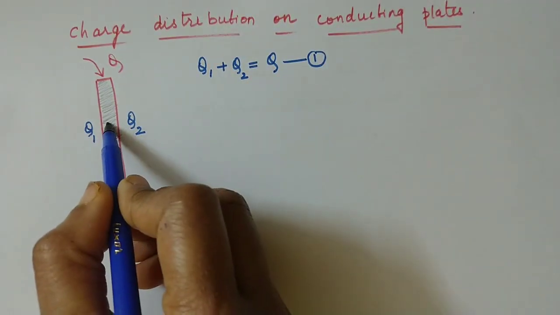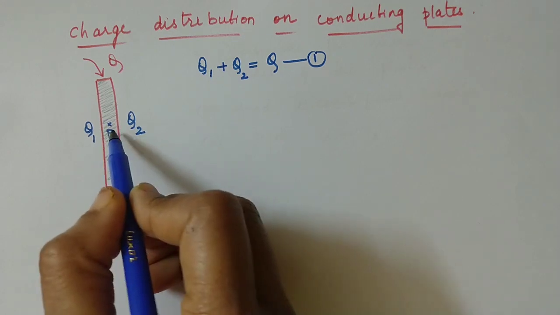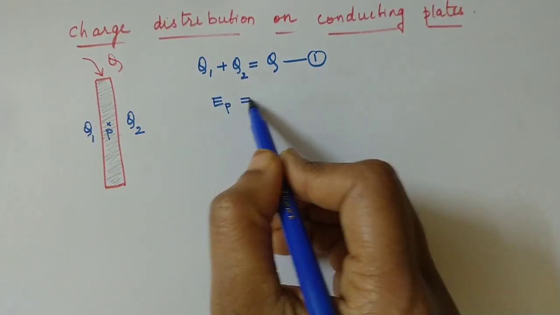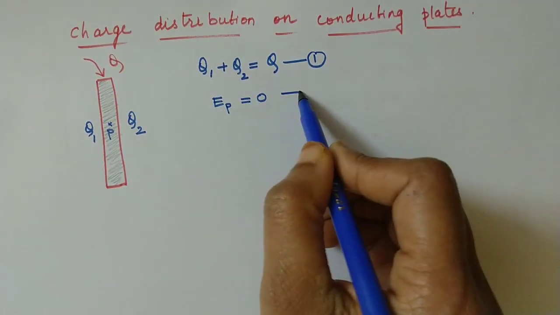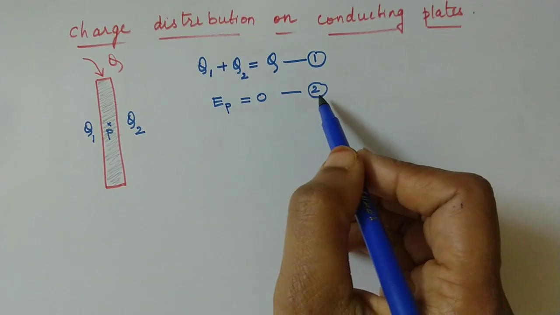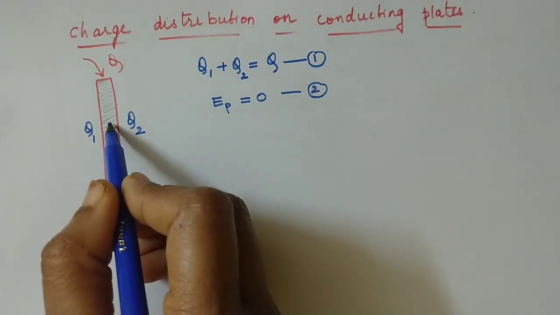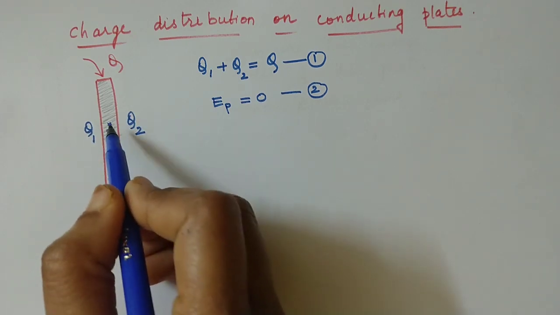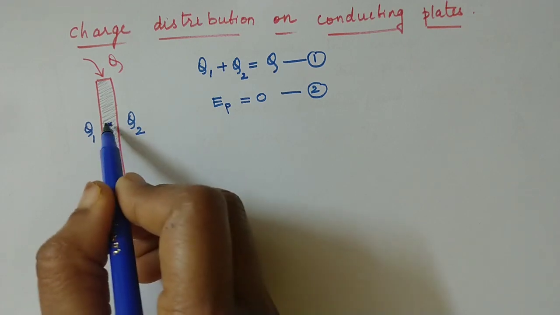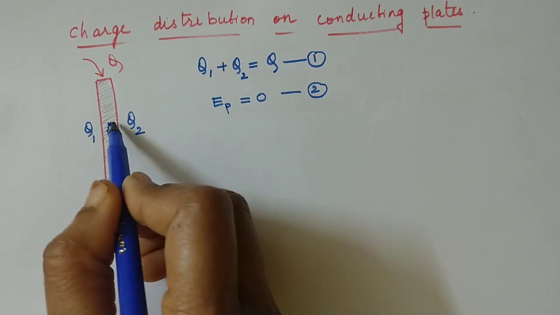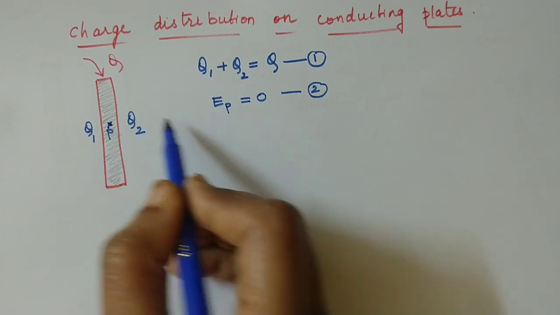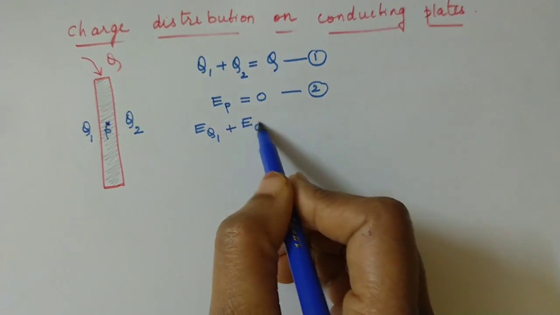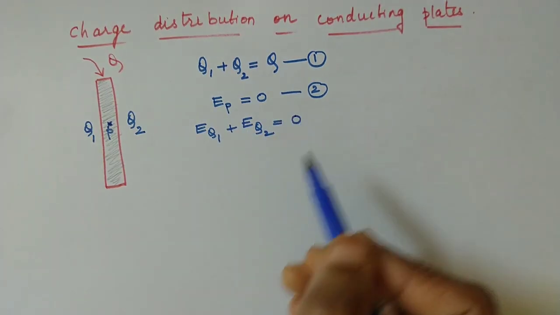Now select a point P inside the conductor. We know the electric field at point P, because it's within the conductor, should be 0. This we have studied as a property of electrostatics of a conductor. Now what is the field at P? Field produced by Q1 as well as field produced by Q2. Imagine you are at the point P, then the field of this Q1 would be directed away from it, that is in the positive x direction. So I will write field due to Q1 plus field due to Q2 should become equal to 0.